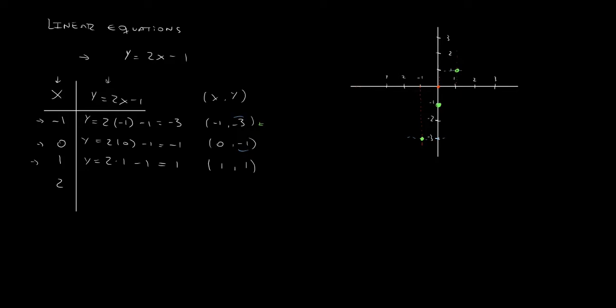And finally, when x equals 2, y equals 2 times 2 minus 1, which equals 3. And the point we have to add in the plot is 2 for x and 3 for y. So going to the plot, we draw a vertical line at 2 and a horizontal line at 3 for y, and the intersection is the point (2, 3).